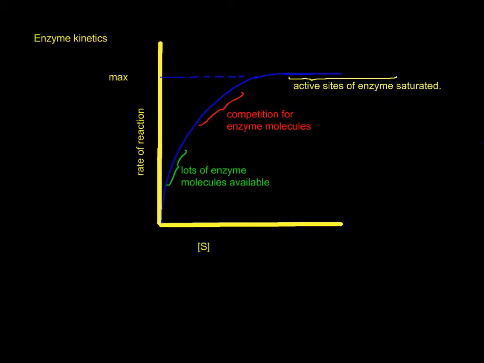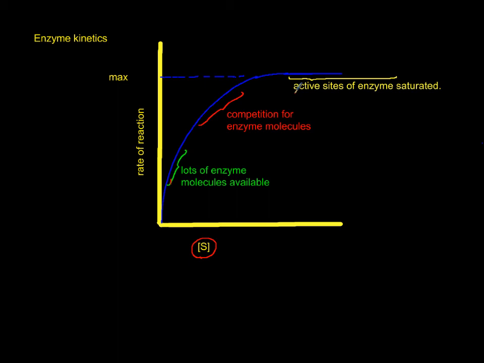And to talk about the kinetics of enzymes, at the beginning, the substrate concentration, the reactant concentration, is going to be proportional to the rate of reaction. The more you have, the faster it goes, because you have lots of enzymes that are available and this reaction goes fast. If you look at this curvature, the slope is dying off, and this is where the enzyme molecules are competing and we don't have enough of them.